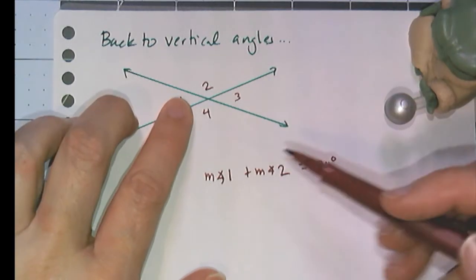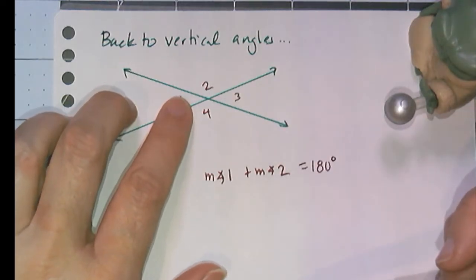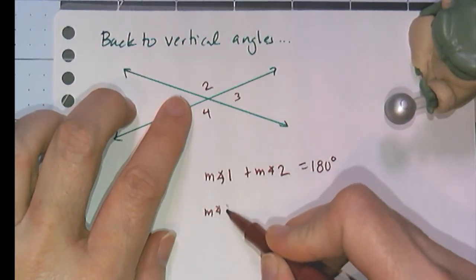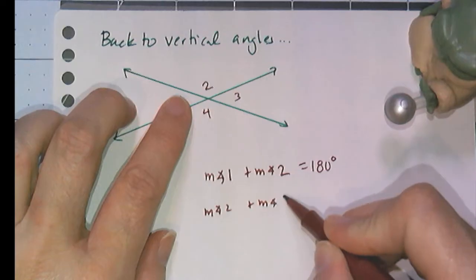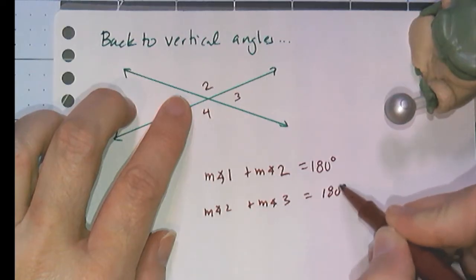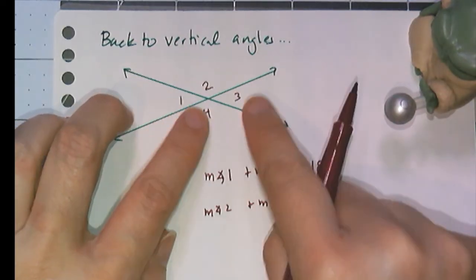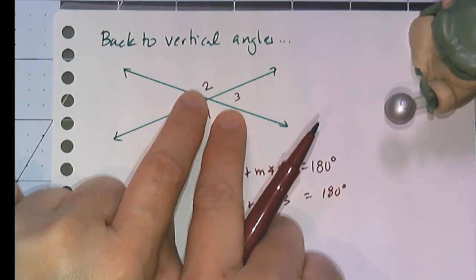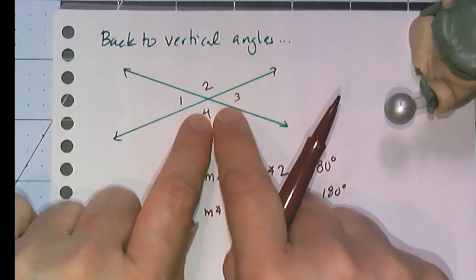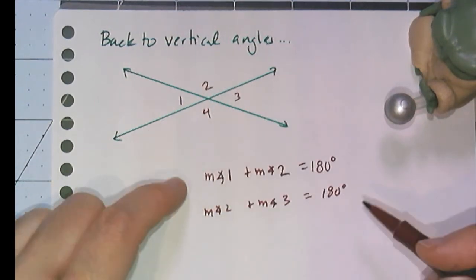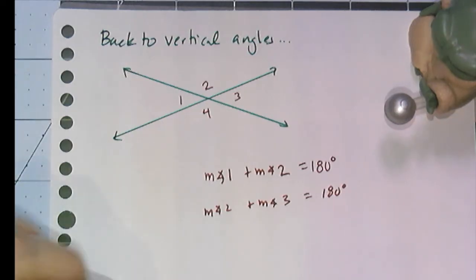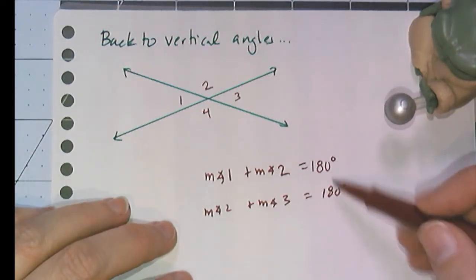Oh, well, wait a minute. Angles 2 and 3 are also a linear pair. So that means, by the same logic, the measure of angle 2 plus the measure of angle 3 is also 180 degrees, right? So these two, 1 and 2, add to 180, and then 2 and 3 add up to 180. And they both share a 2. So let's treat this like an algebra equation, since that's where most of my deductive reasoning experience is. And these are both equal to 180.